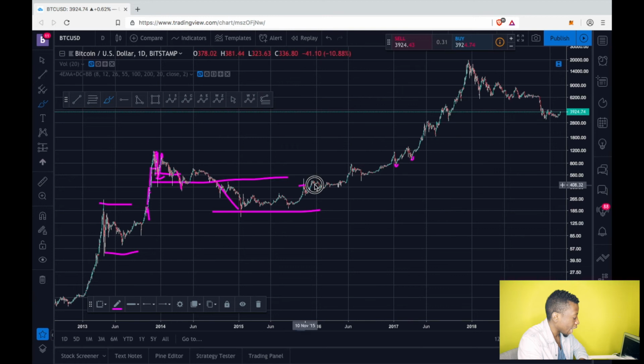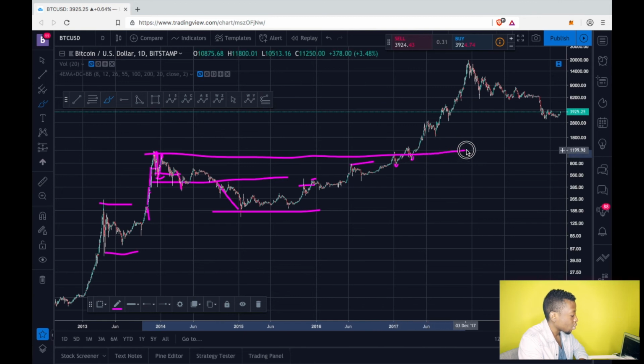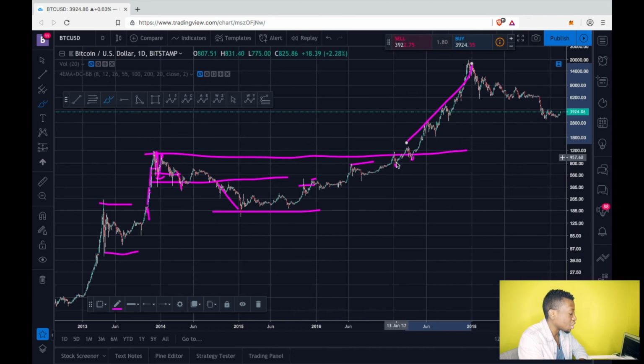Look at that, we've got a higher high, we've got a higher high, another higher high, and then it just kept on breaking the resistance that we previously faced. So this is where everything happened. This was the utmost resistance that we had, and we ended up breaking it right there, and we had this crazy bull run which happened in 2017.